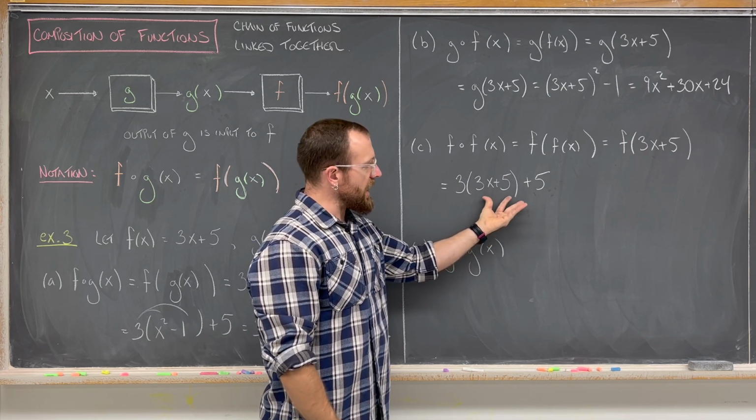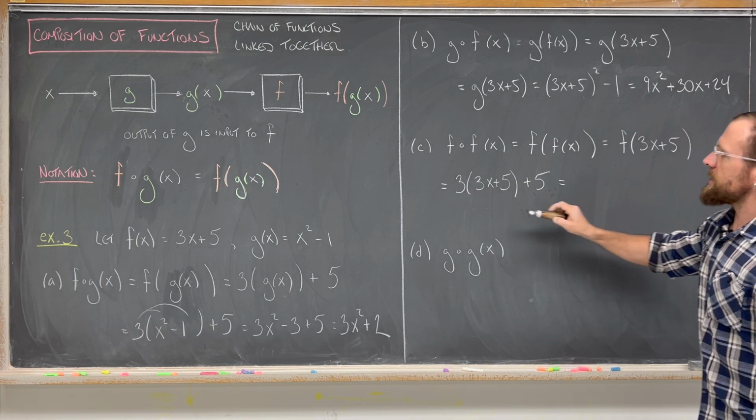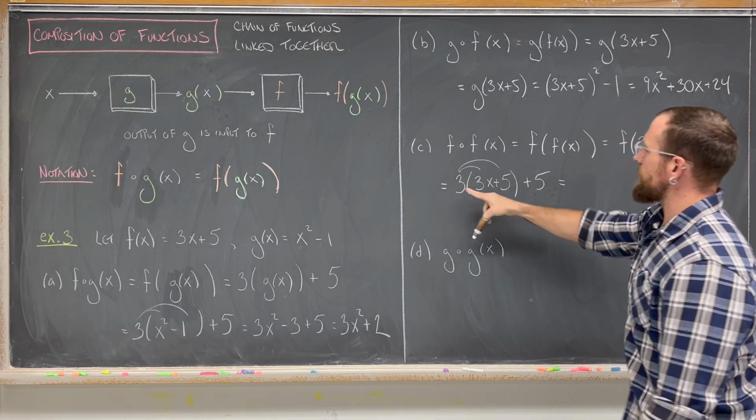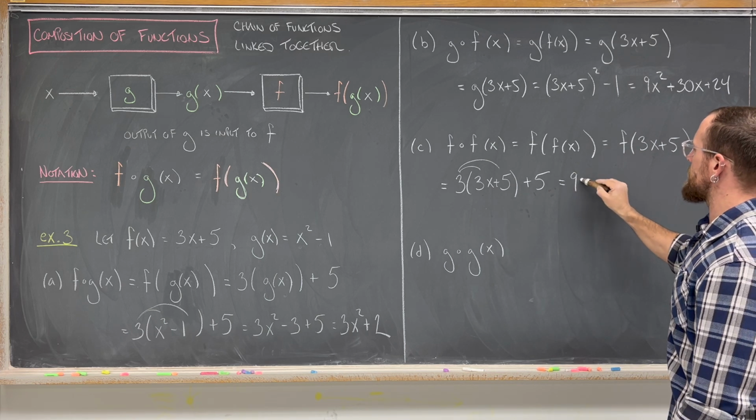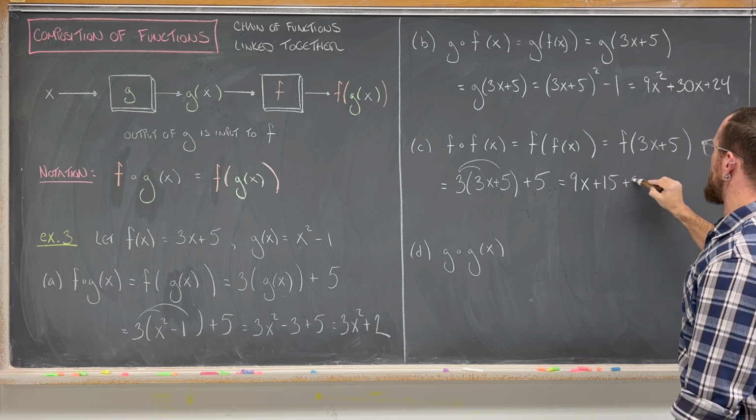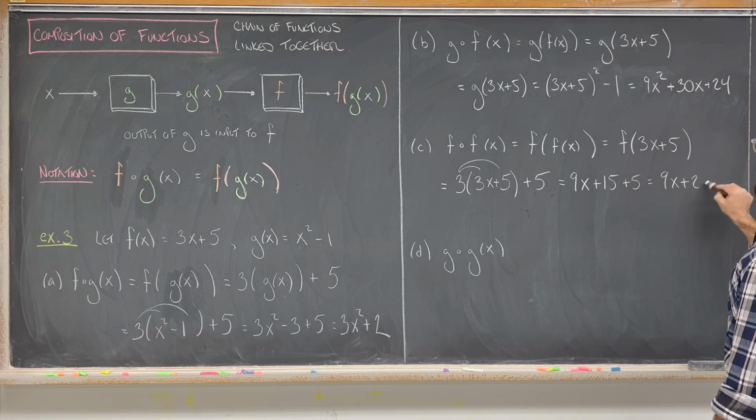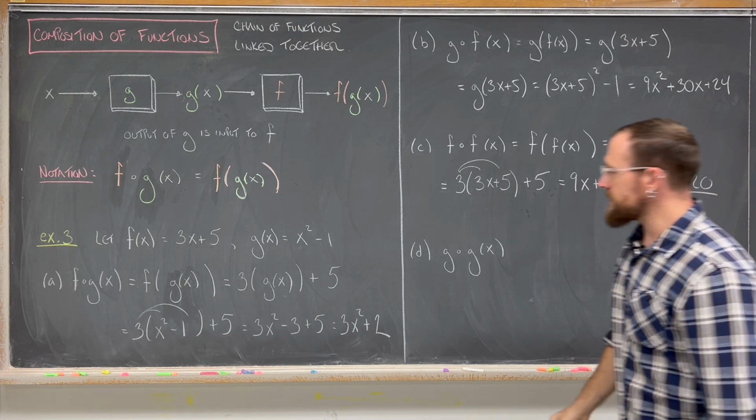This is f of f of x. And now you just have to evaluate what this is. So there's some distributions to take care of. I'm going to get 9x plus 15 plus 5. We'll call that 9x plus 20. Okay, and that's my final answer there.